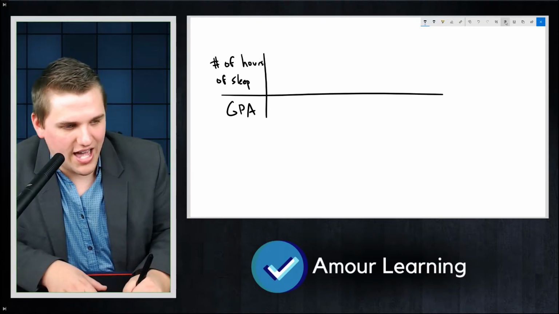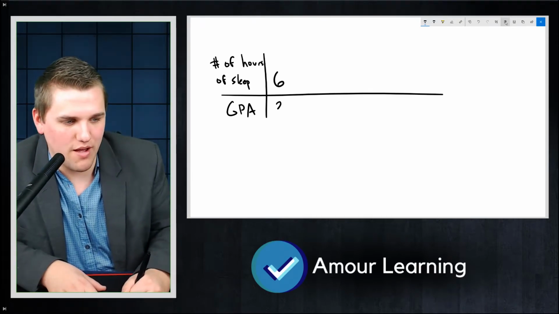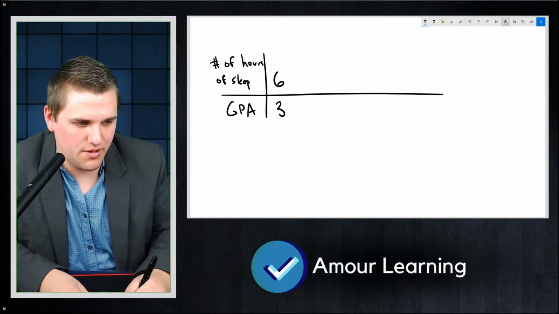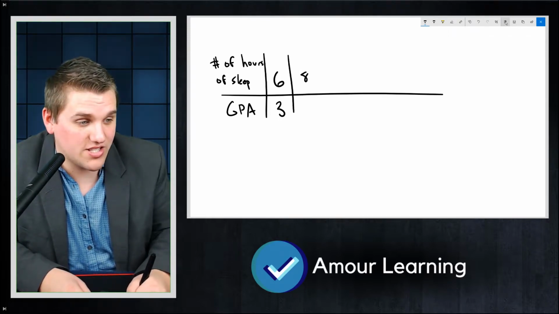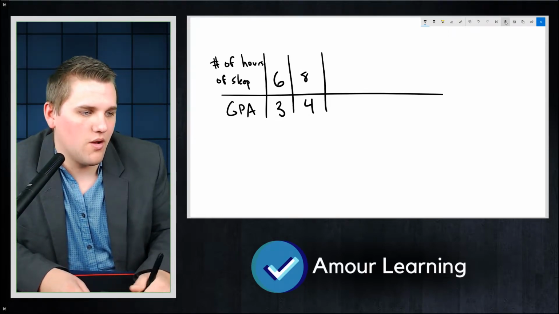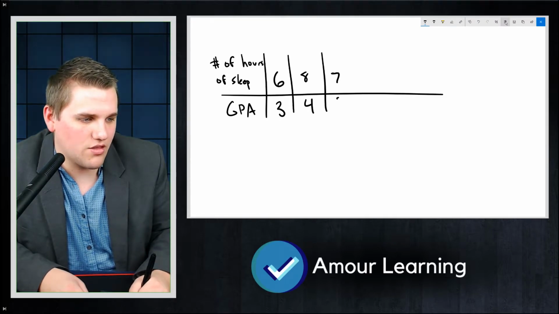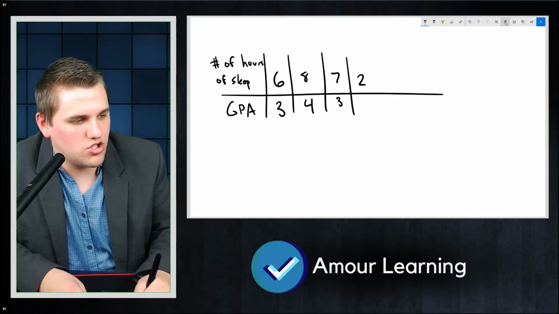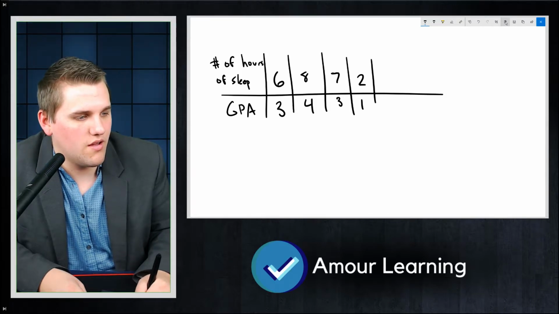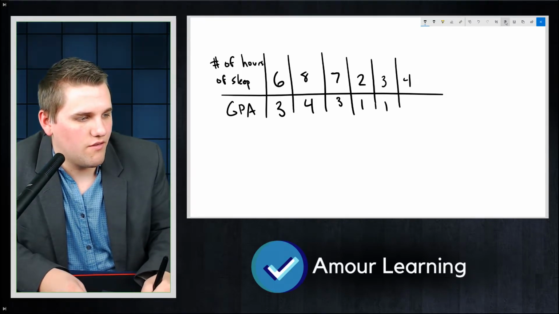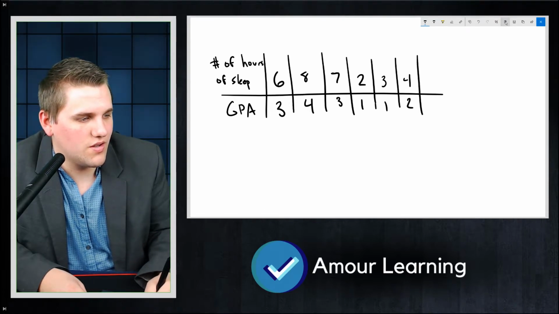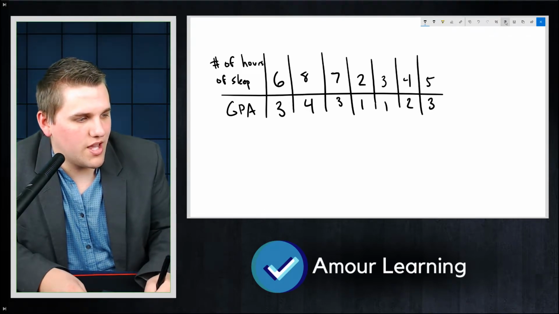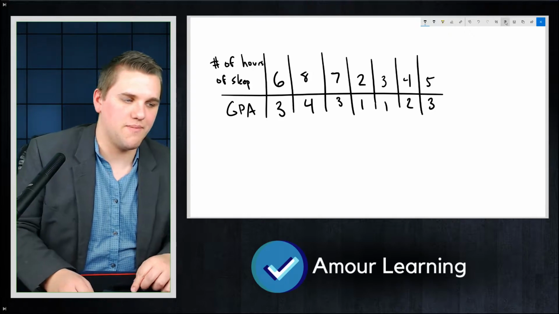So one guy had 6 hours of sleep and they had a GPA of 3. One person typically has, let's say, 8 hours of sleep. They have a GPA of 4. We have 7 and 3. Let's do 2 and 1. 3 and 1. 4 and 2. 5 and 3. And we'll stop there.